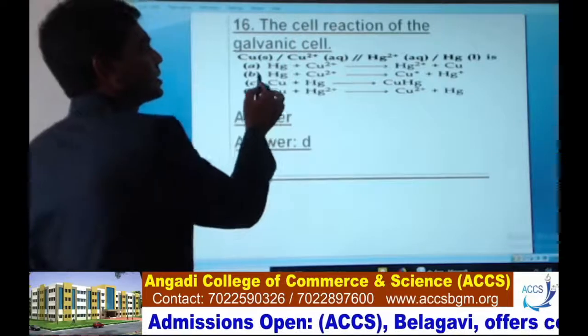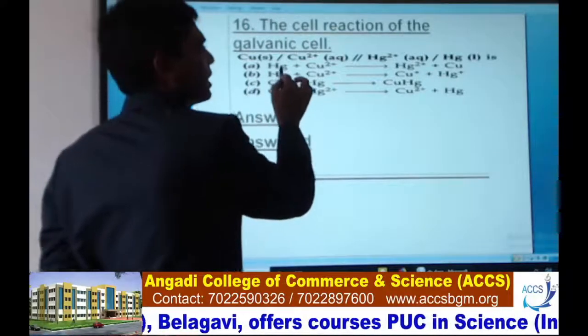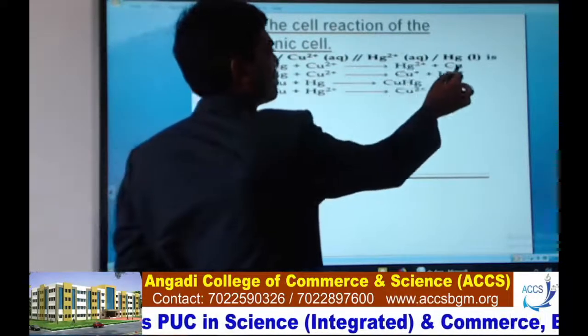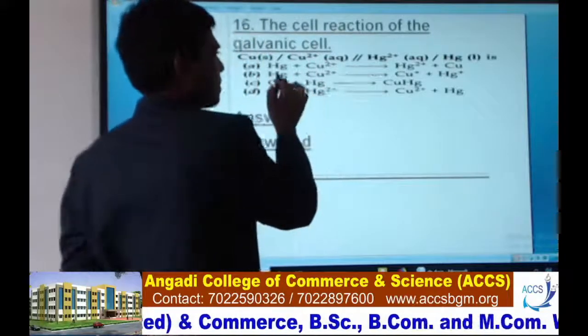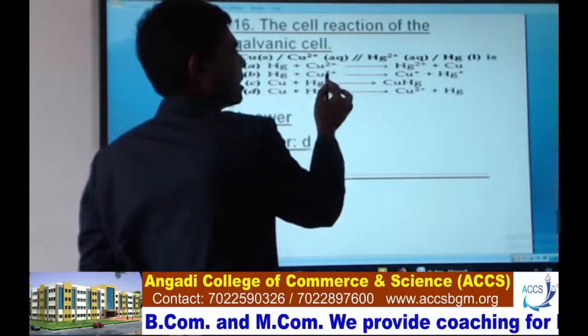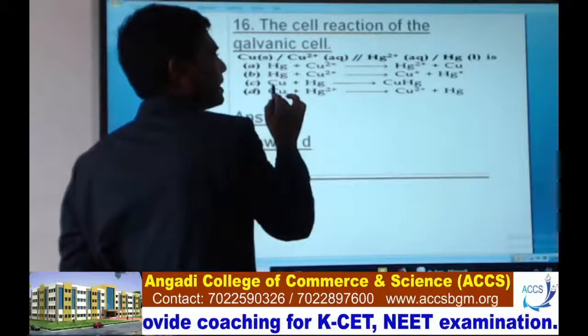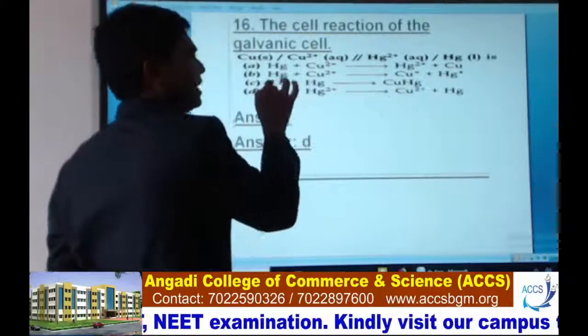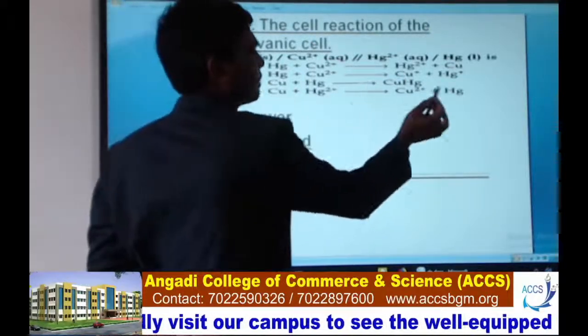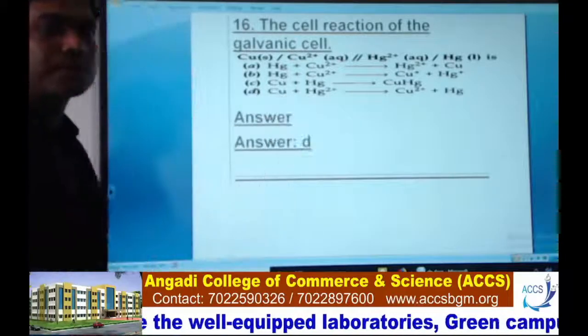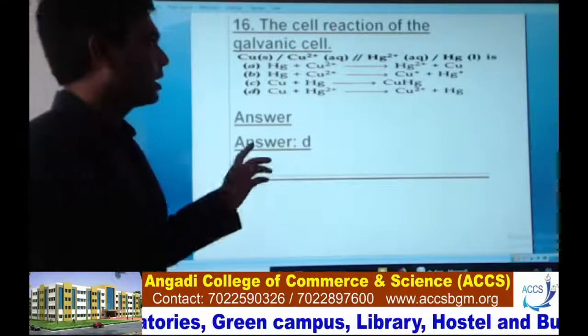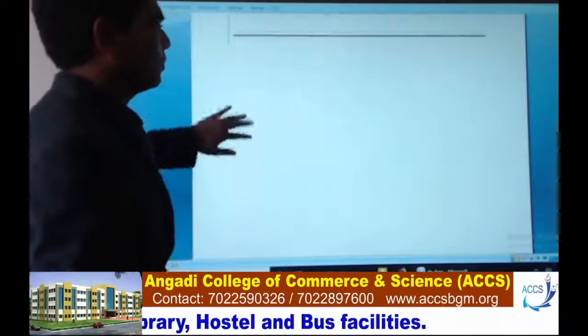Let's see. First option, Hg, Cu2 plus, Hg2 plus, Cu, but cathode and anode wrong. Hg, Hg2 plus, metal, ion, ion, metal, metal, metal. B and C are wrong. Last one, this one. So answer is B. Why? Because copper acts as an anode and mercury acts as a cathode. Next question.